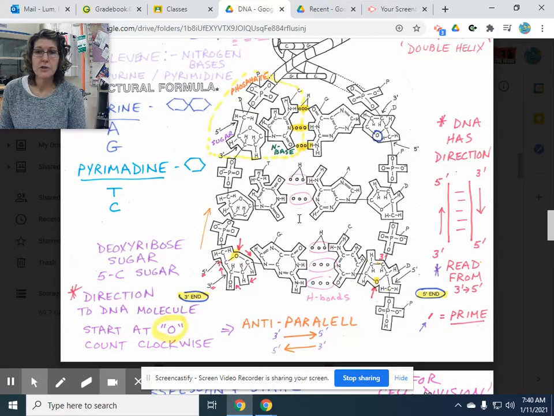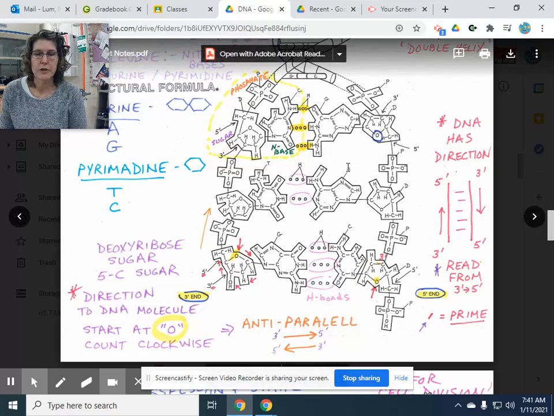Look at the next one, 2 hydrogen bonds. Double ring structure has to be adenine. Single ring structure has to be thymine, A and T, 2 bonds between them. Here I have 3 hydrogen bonds, a smaller base pair, a larger base pair. Here's cytosine, here's guanine. You're also going to notice that your nitrogen bases are always attached to your sugars. Always, always, always will be attached to those particular sugars.